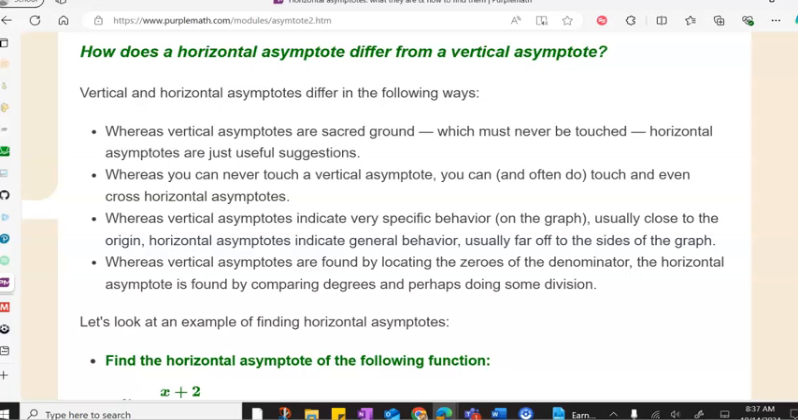Vertical asymptotes indicate a very specific behavior. Horizontal generally are indicating the behavior as we approach positive and negative infinity off to the sides of the graph. Vertical asymptotes are found by finding the zeros. The horizontal asymptotes you find by comparing the degrees.